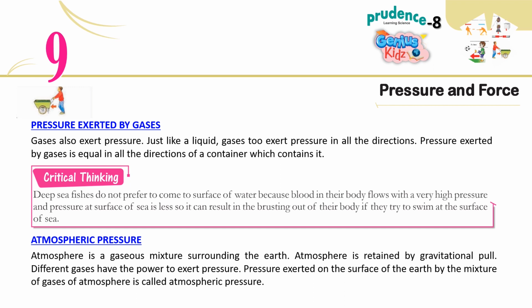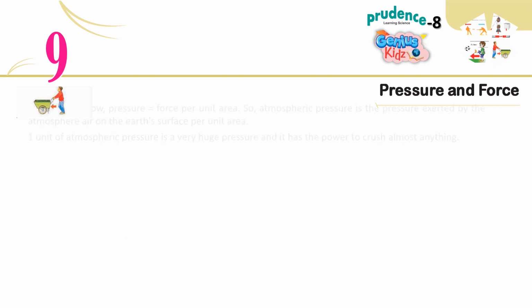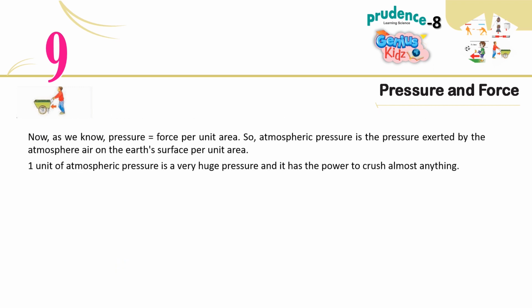Atmospheric pressure. Atmosphere is a gaseous mixture surrounding the Earth. Atmosphere is retained by gravitational pull. Different gases have the power to exert pressure. Pressure exerted on the surface of the Earth by the mixture of gases of the atmosphere is called atmospheric pressure. Now, as we know, pressure is equal to force per unit area. So, atmospheric pressure is the pressure exerted by the atmosphere air on the Earth's surface per unit area. 1 unit of atmospheric pressure is a very huge pressure, and it has the power to crush almost anything.